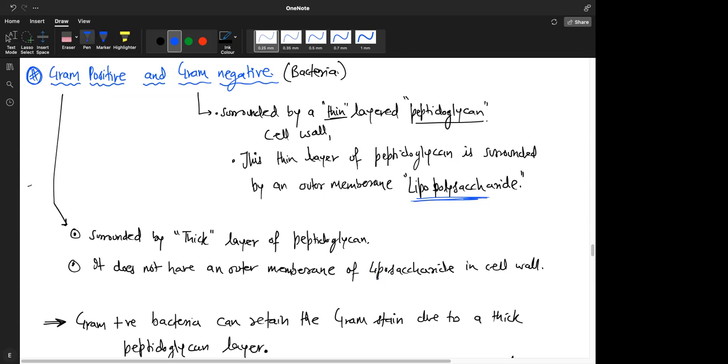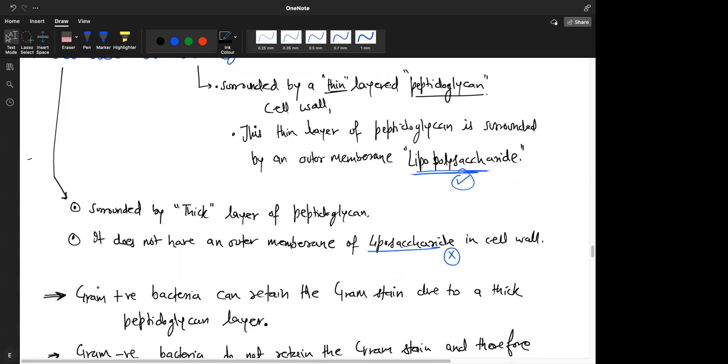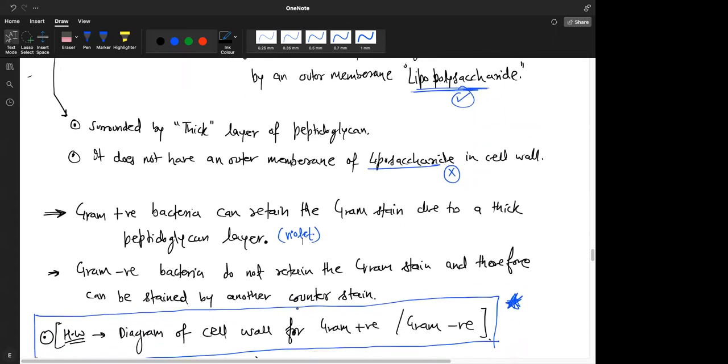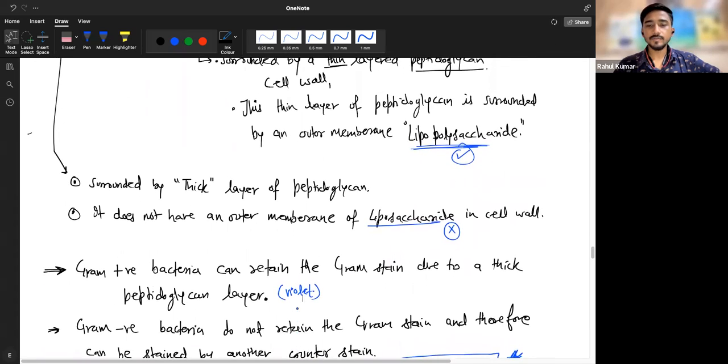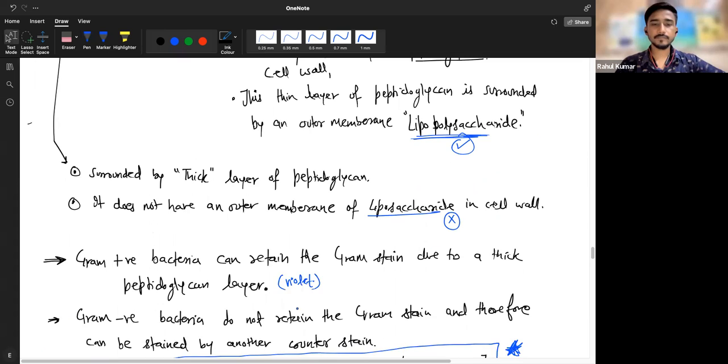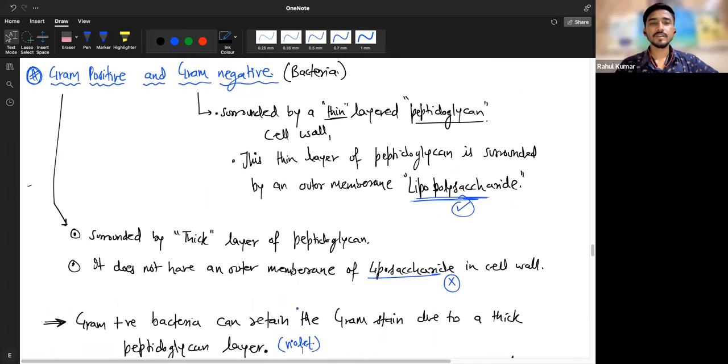When you add the gram stain, which consists of crystal violet, iodine and ethanol, if the cell turns blue or violet, it is called gram positive bacteria. And if the cell wall does not retain the color, meaning it does not turn blue or violet, it is called gram negative bacteria. Correct? Yes, right.